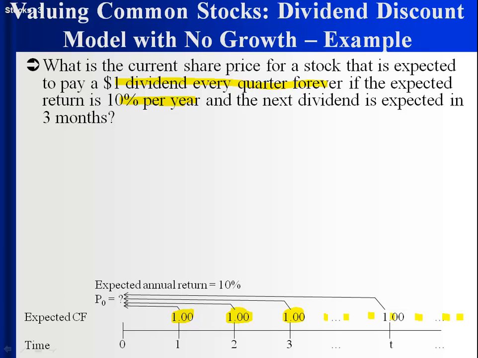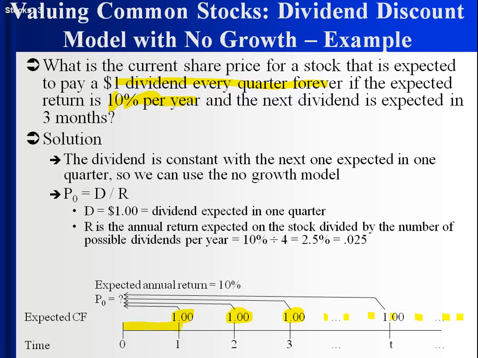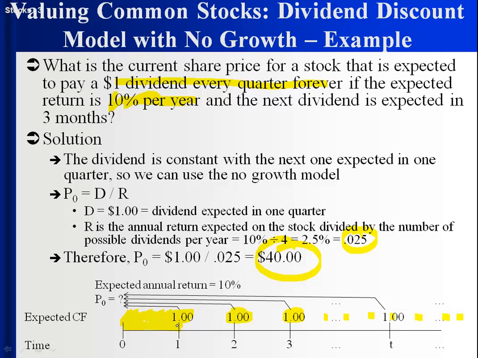But what's important is to recognize that this 10% is a rate per year, and the dividend represents a quarter, a 3-month period. So what's the appropriate discount rate? 2.5%. Basically, here's a stock that's going to pay $1 every quarter forever. It has an expected return of 10% per year, which is equivalent to 2.5% per quarter. So the price of the stock is $40. Very important to make sure that the rate that you're using corresponds to one period.